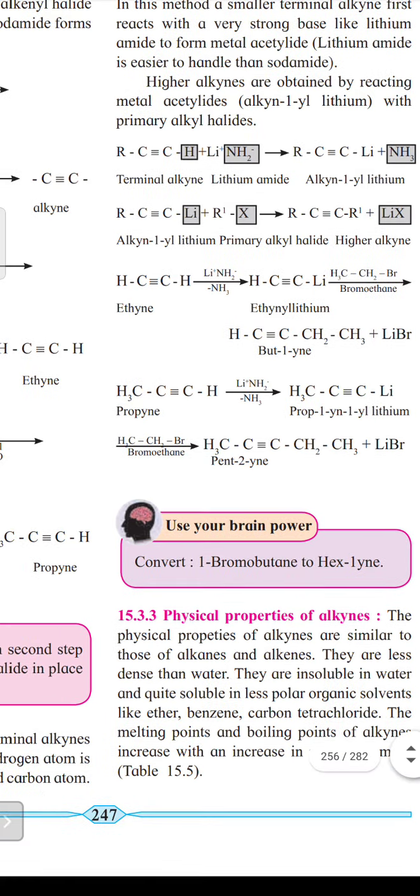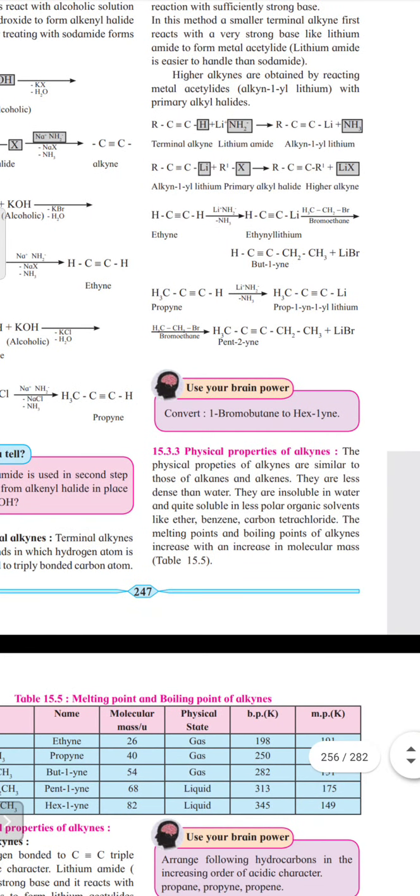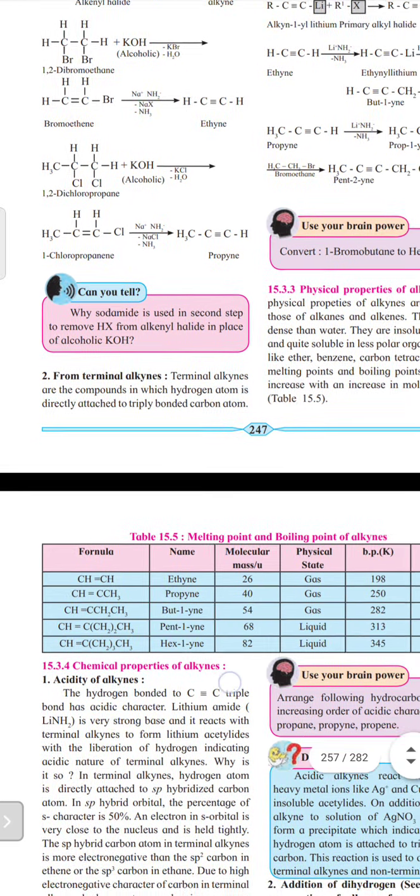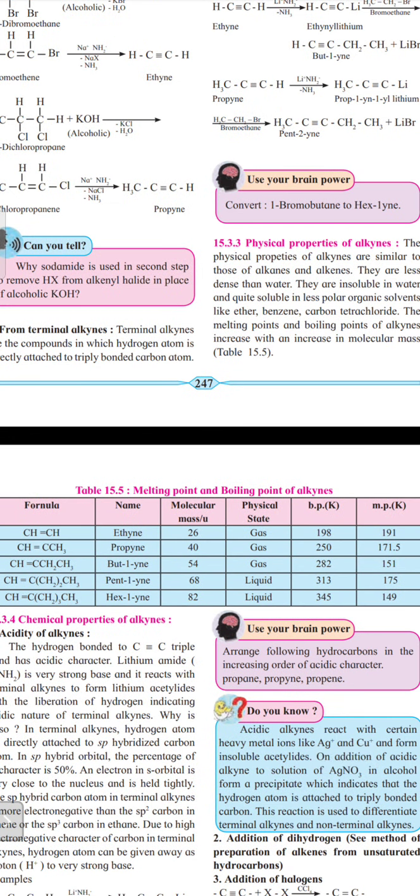Later on, physical properties of alkynes. Physical properties of alkynes we can study on the basis of previous knowledge of alkanes and alkenes. These are less dense than water. They're insoluble in water and quite soluble in less polar organic solvents like ether, benzene, carbon tetrachloride, etc. Their melting points and boiling points increase with increase of their molecular mass. This table indicates the MP and BP of the corresponding double bonded compound.